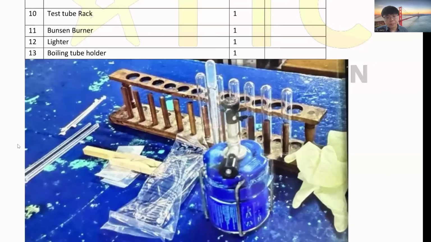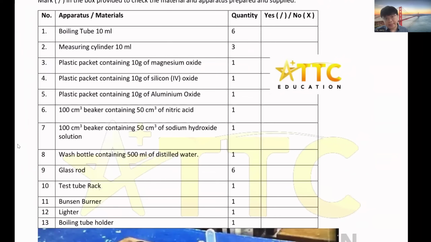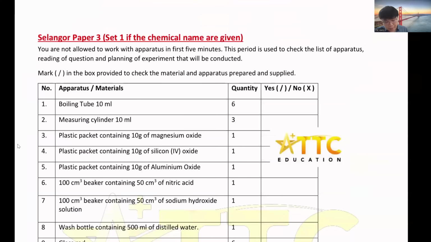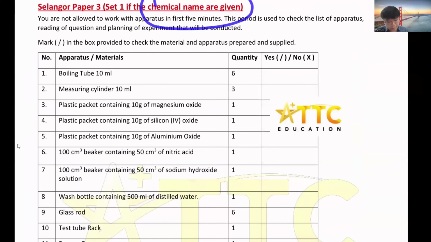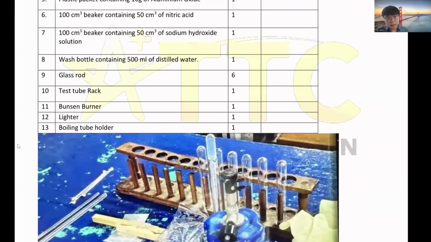Oxides of Period 3. So the idea of this experiment is, let's say for example, if tomorrow the chemical names are given, then you get magnesium oxide, silicon oxide, and aluminum oxide. After that, you will have nitric acid and sodium hydroxide. One is an acid, one is an alkali. Okay, this is the experiment.